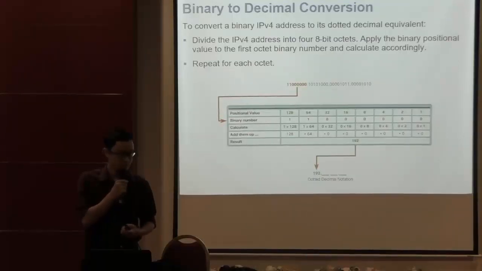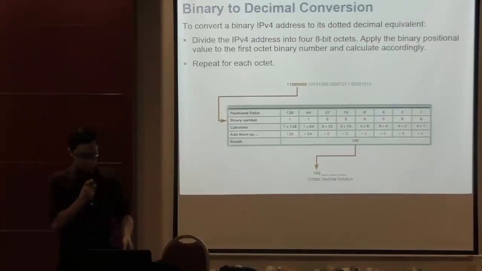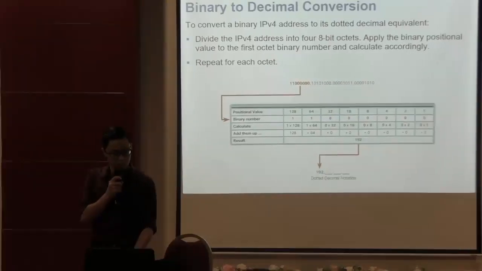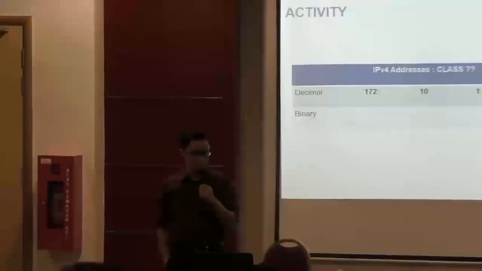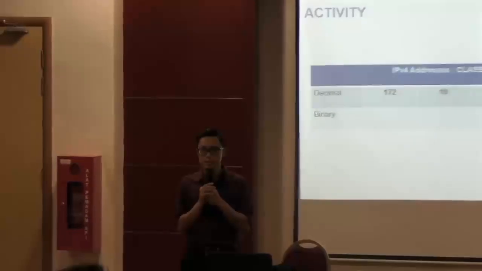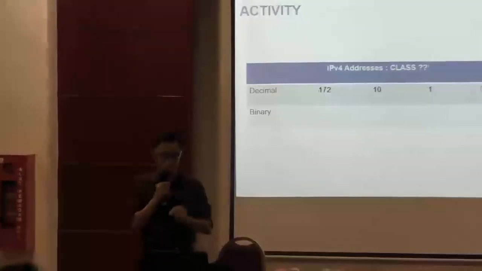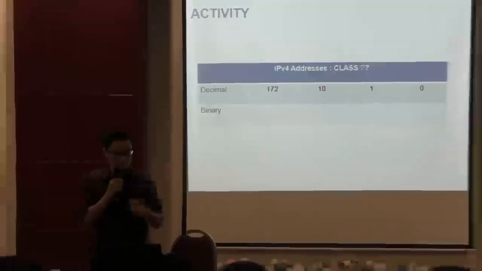Okay, understand? Alright. So we do some activity. You can use your notes or whatever to calculate it. Okay, this is the IPv4 address for class. If it starts with 192, it is class C, and 172 is class B. Yes. Okay.